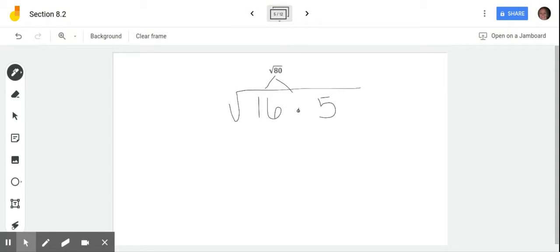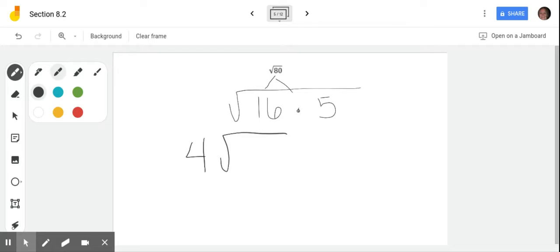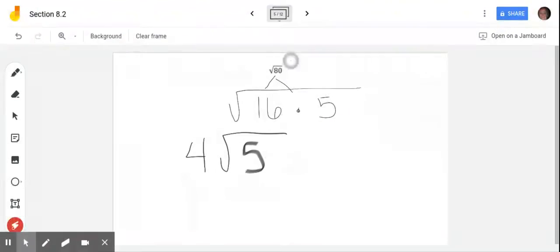Okay, and we know that 16 is a perfect square. The square root of 16 is 4. So the 4 comes on the outside of the radical. I still have that 5 in there though. 5 is a prime number. There are no factors of 5, there are no perfect squares in 5. So the 5 stays on the inside. 4 radical 5 is my answer when I simplify the square root of 80.